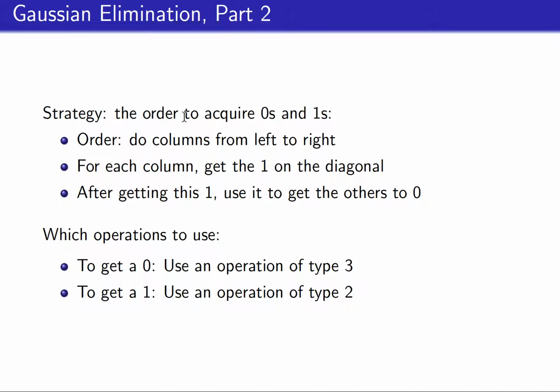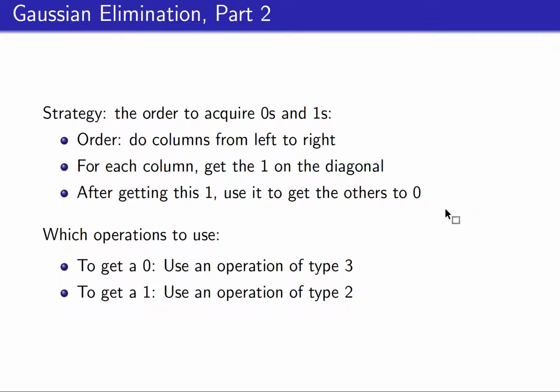So I'm going to acquire a bunch of zeros and ones, okay? And the order goes like this. I'm going to do the columns from left to right. For each column, I'm going to start with the 1 on the diagonal that I need. After getting this 1, I'm going to use it to get the others to 0. Now, I realize as I'm saying this that there might be some details that are a little foggy here, so don't worry, I'm going to show you an example.